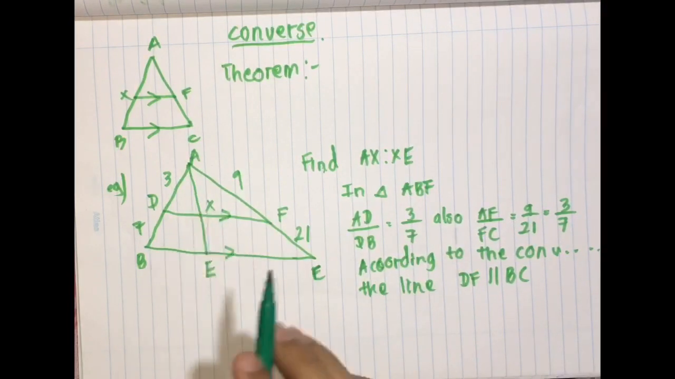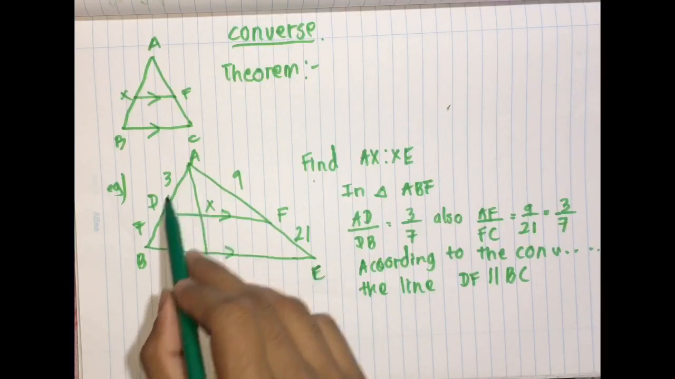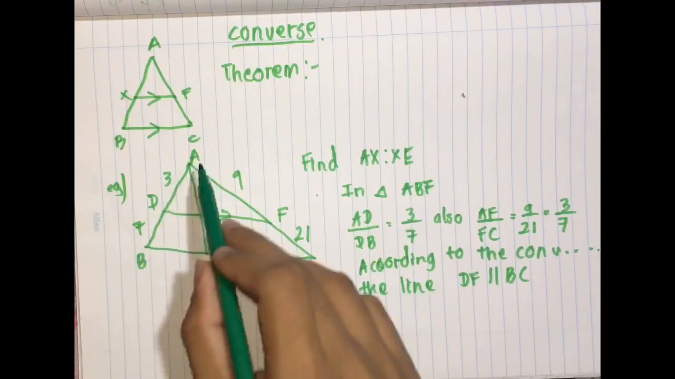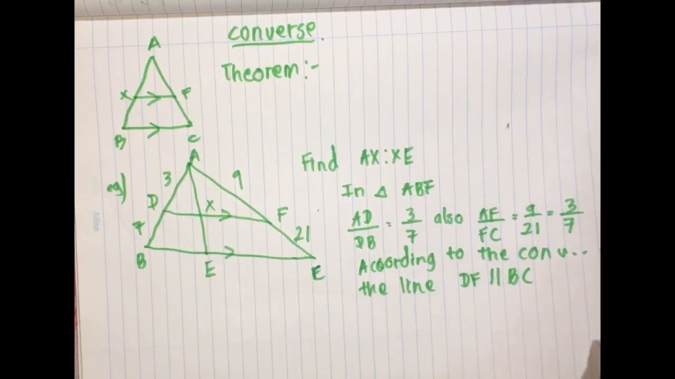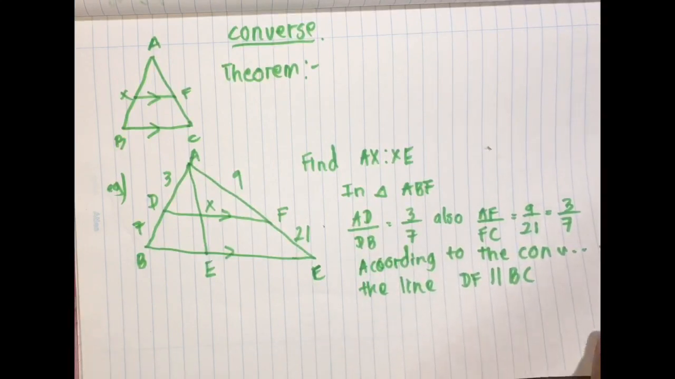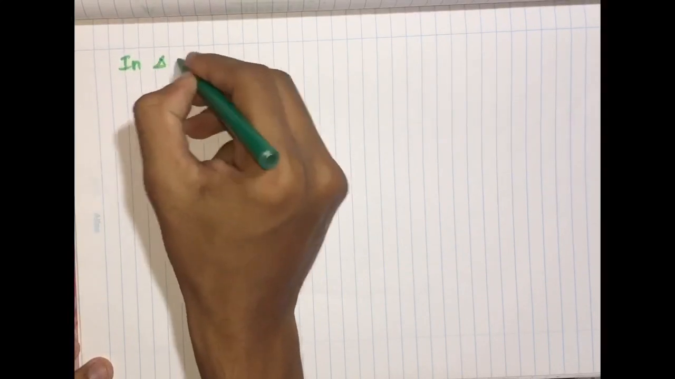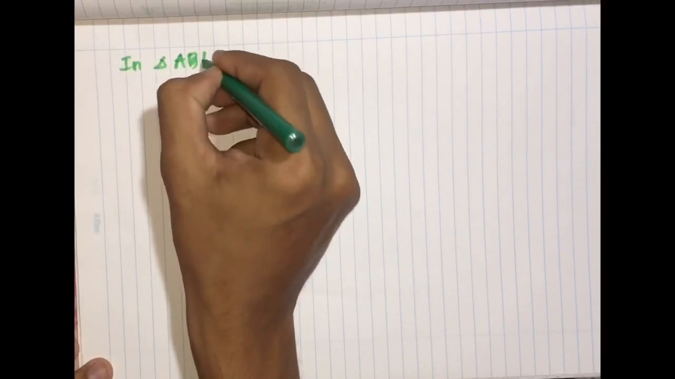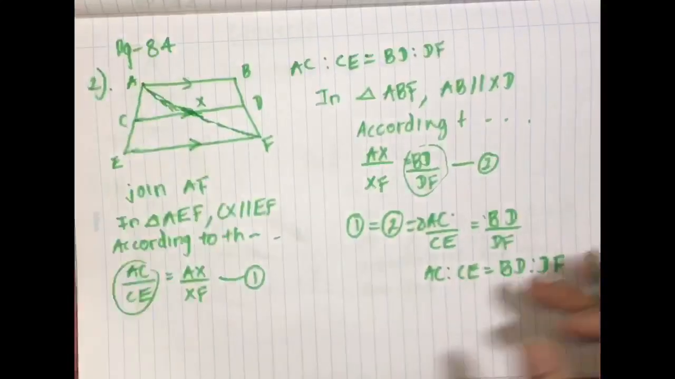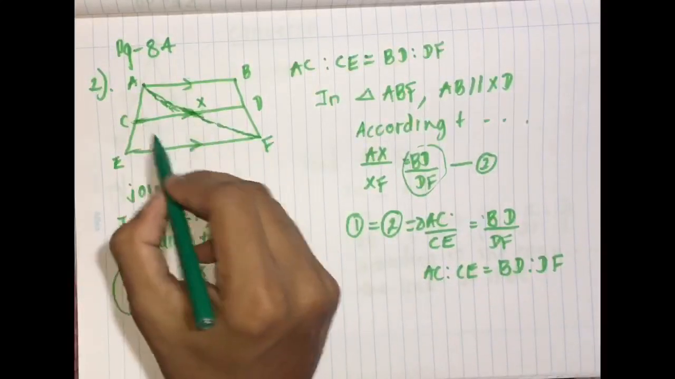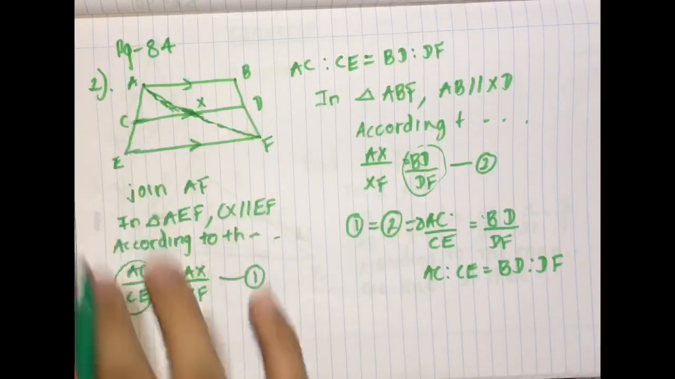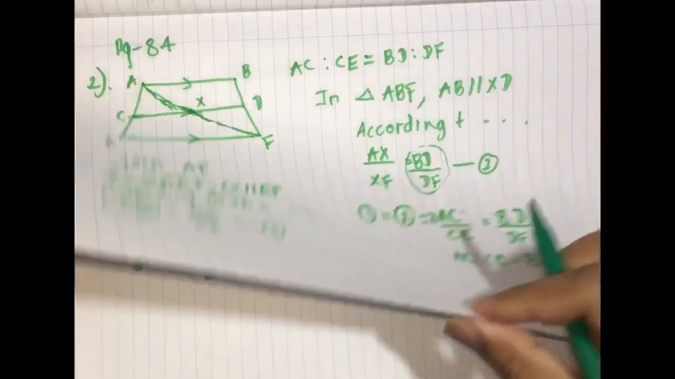Therefore, I am going to consider one of the smaller triangles. You can consider ABE or AEC. What shall we consider? Okay, I'll consider ABE. In triangle ABE, since this line is parallel to this line, you can use the earlier theorem.